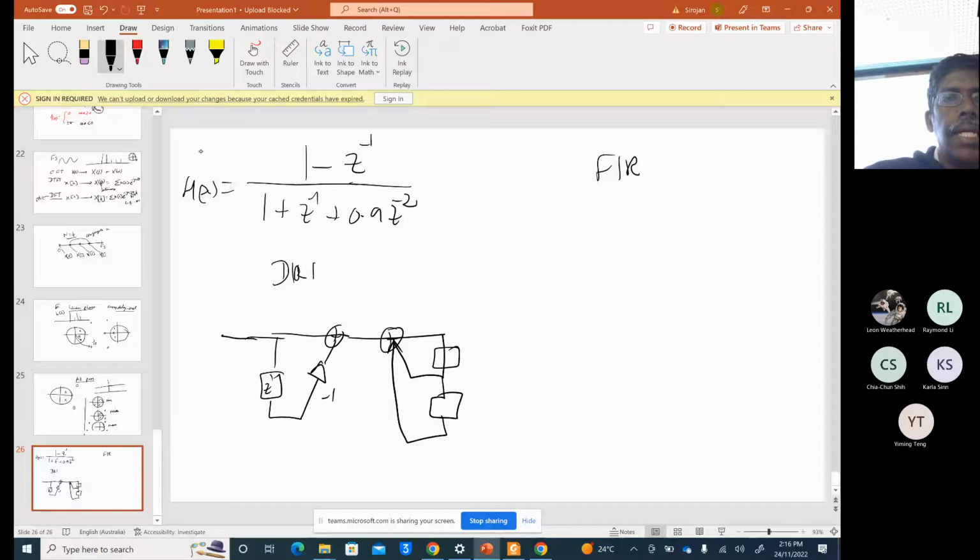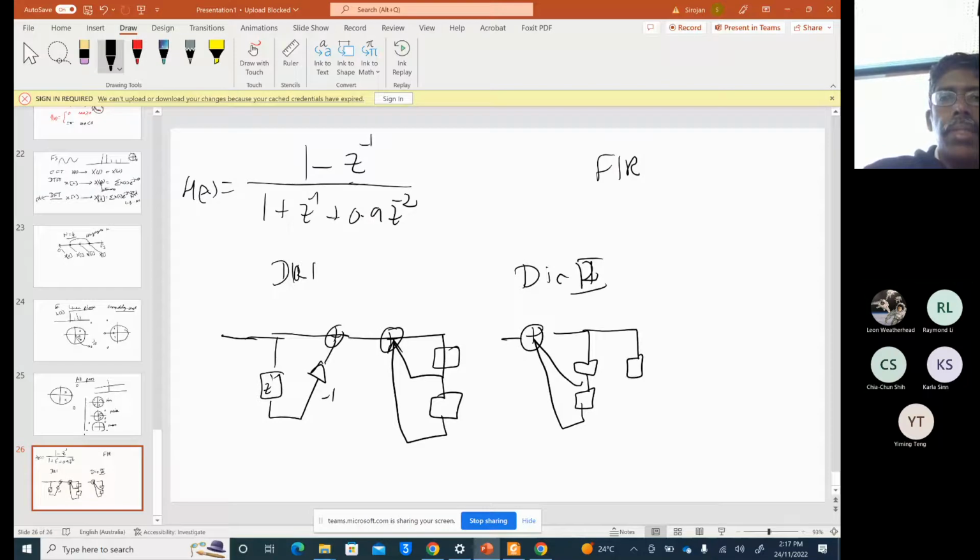Okay, then that is direct form 1, and direct form 2. Direct form 2, that is, you first have this feedback system, and then you have the feedforward system. So that is direct form 2, and then canonical.